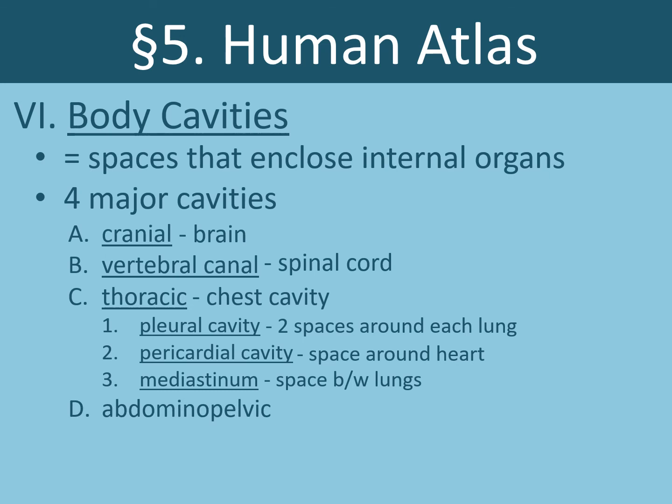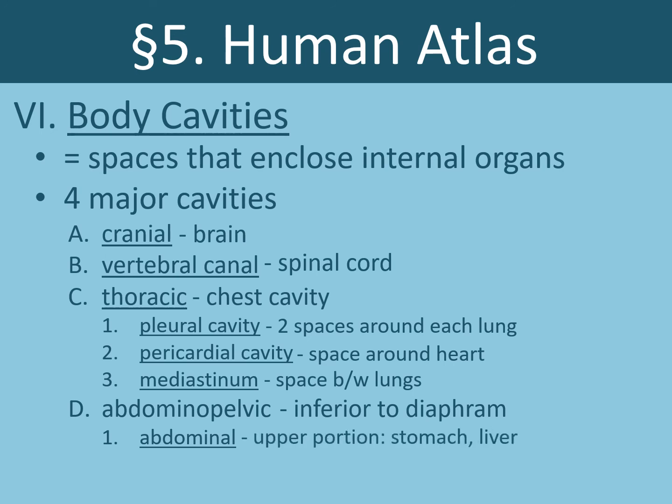Finally, our 4th major cavity is the abdominopelvic cavity, which is inferior to the diaphragm. That's the muscle that sits at the base of our lungs, helps us to breathe. The abdominopelvic cavity is divided into the abdominal cavities. That's the upper, larger portion where our stomach and liver are found. And then the pelvic cavity below, which is where our urinary bladder and reproductive organs are located.